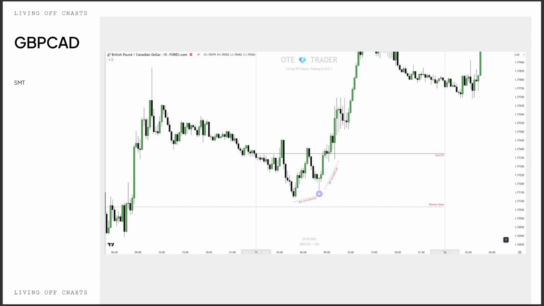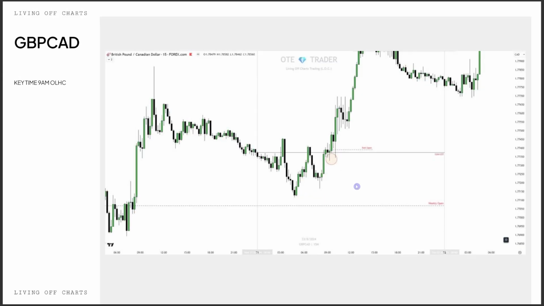You can actually see we had SMT on these lows, and then furthermore we had SMT on these lows as well. So now I can confirm these lows are pretty strong. GBP CAD is a lot stronger than EuroCAD, because EuroCAD took out all these lows down here, while GBP CAD did not take out these lows.